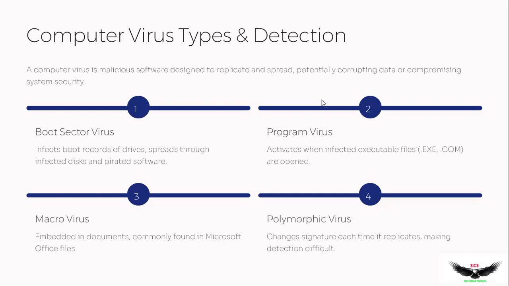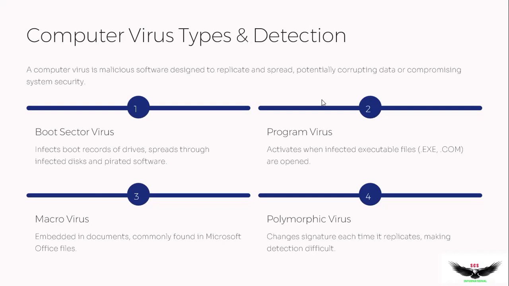Basically we have four main types, though we have other types of viruses. We have the boot sector virus. A boot sector virus affects the boot records of drives. They spread through infected disks and pirated software. That's why we discourage people from pirating software. Someone can send you software with a virus to compromise your system security.